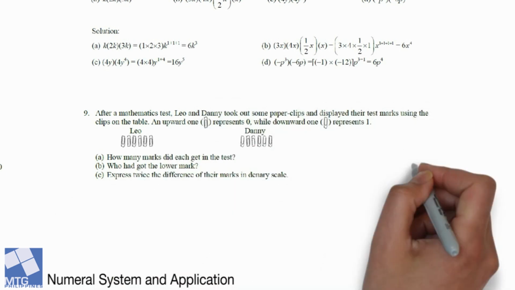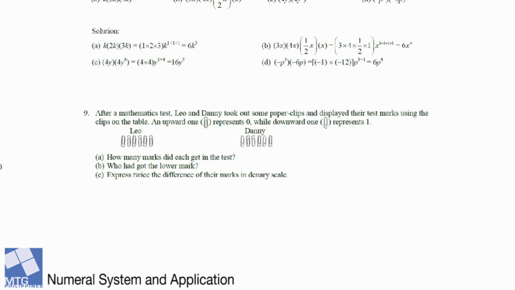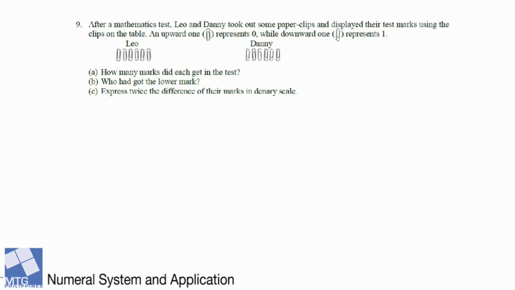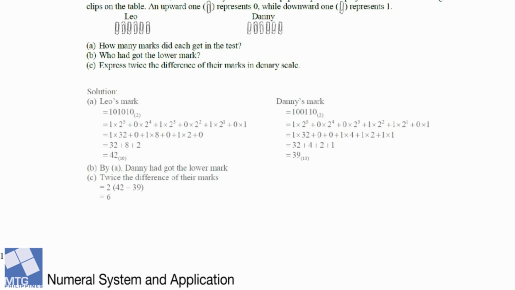For this item, the scores of Leo and Danny are presented using paper clips. A paper clip that is upward represents 0, and a paper clip that is downwards represents 1. For part A, we need to figure out the scores of Leo and Danny. For the score of Leo, reading the position of the paper clips, we will have 1 0 1 0 1 0. If we write this in terms of the denary system, this is equal to 42. While Danny's mark is 1 0 0 1 1 1 base 2. So we can also write this as 39 base 10 in the denary system.